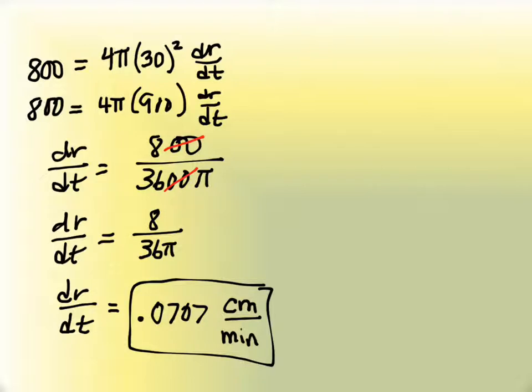0.0707 centimeters is really small. That's smaller than a millimeter. And if you think about your rulers, your millimeter is the tiniest little increments that they ever mark on the rulers for you. So this is increasing pretty slowly, isn't it? It's pretty slow. Per minute? Crazy. Yeah. Okay, any questions on that one?